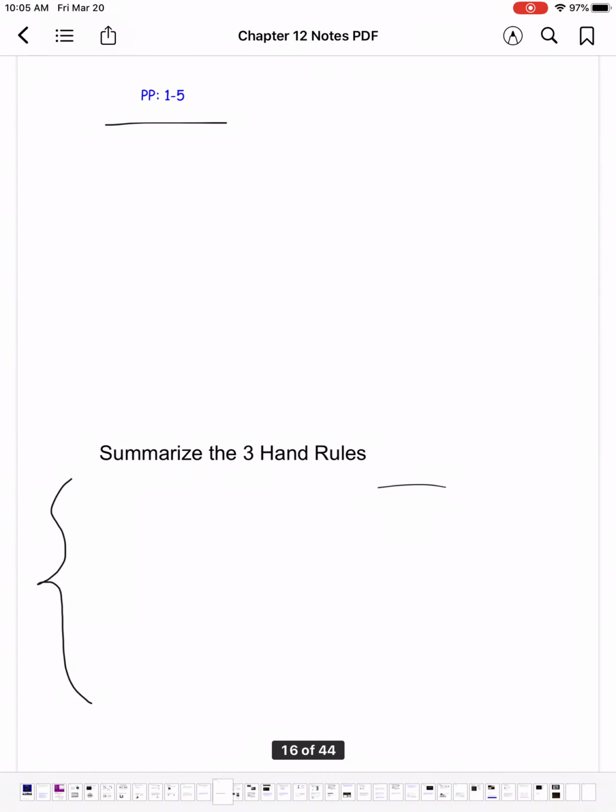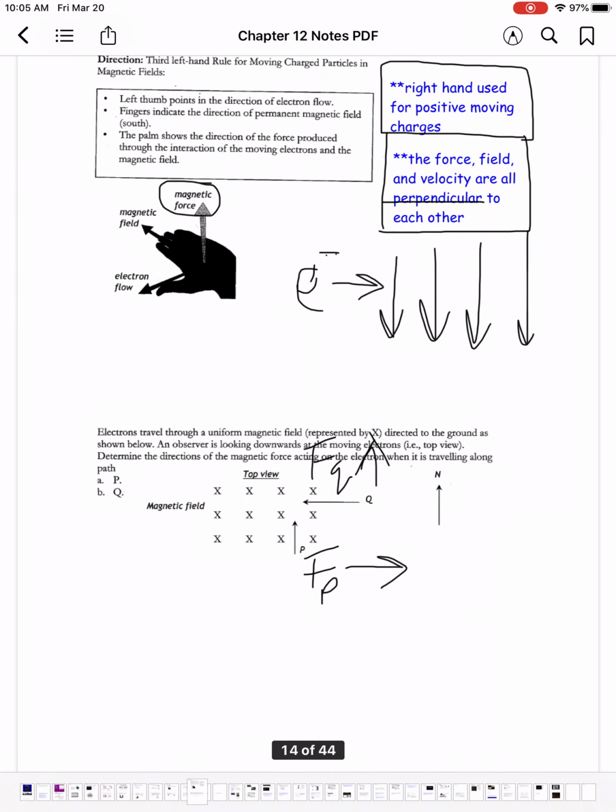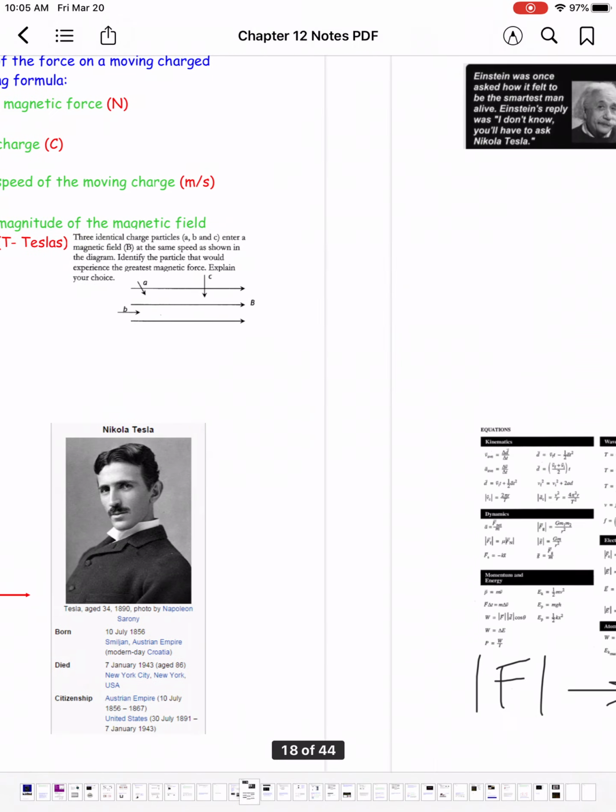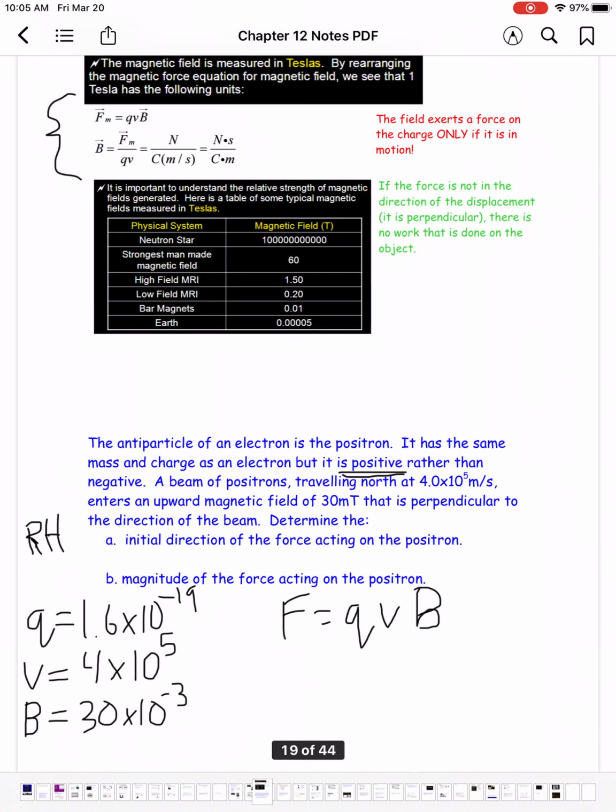You guys should have it written here, right? But I can go back and look here. So our fingers are the flow of whatever's moving, the charged particle. Sorry, thumb is in the charged particle direction, fingers are the magnetic field, and the palm is the magnetic force, okay? So we go back here, let's read through this question one more time.